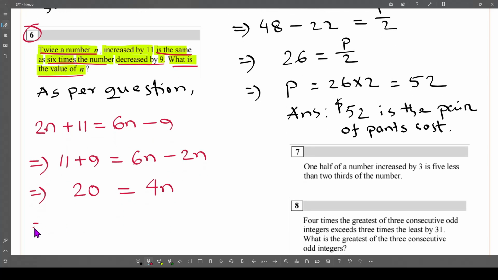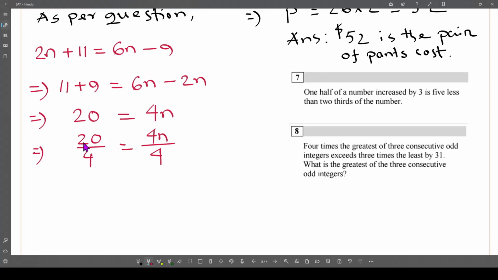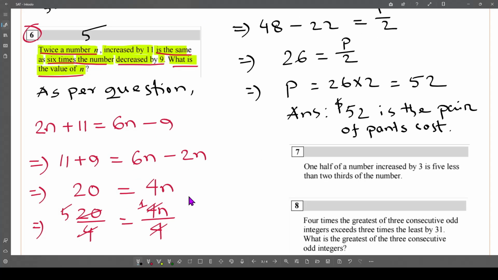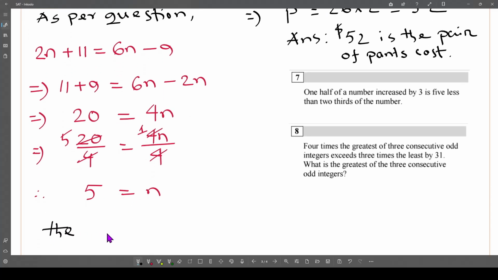Okay, now we will divide both sides by 4, so 20 divided by 4 equals 4n divided by 4, right? Now 20 divided by 4 is 5 and 4 divided by 4 is 1. Therefore, our answer is 5 equals n. So what is the value of n? The value of n is 5.